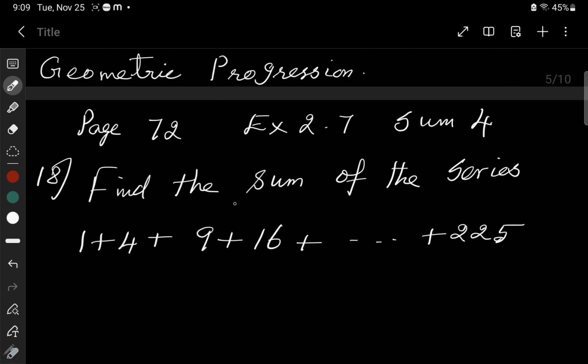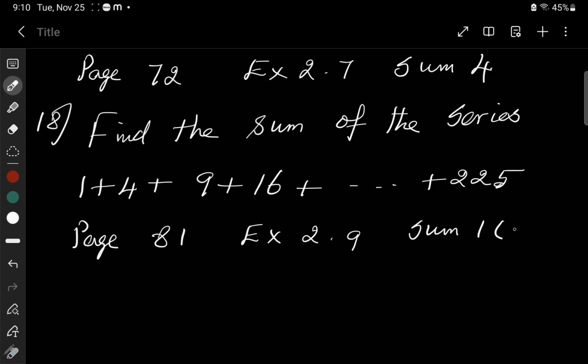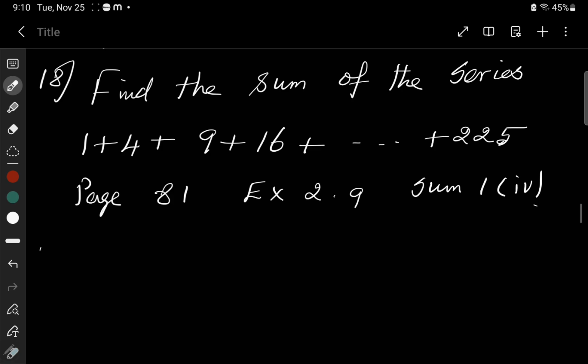See next sum. Find the sum of the series 1 plus 4 plus 9 plus 16 up to 225. It is the sum of the square numbers, actually 1 square, 2 square, 3 square, 4 square up to 15 square. You can apply the square formula. The sum is given in your book, page number 81, exercise 2.9. It is the first sum, but it is in the 4th division. You can go through it in the video also.